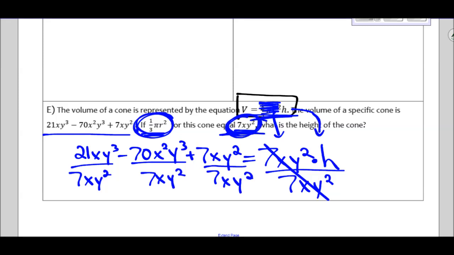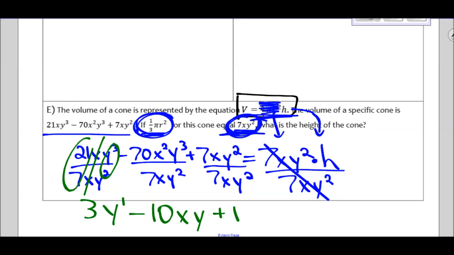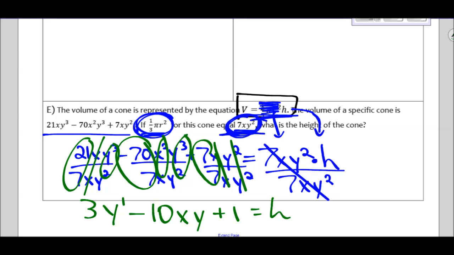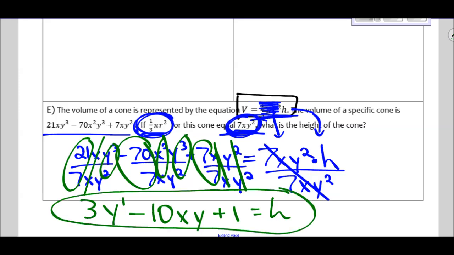Now I can use my division steps. I'm going to simplify each of those fractions separately. That gives me 3y to the first minus 10xy plus 1. I'm subtracting exponents, I'm canceling out those x's, and I'm dividing the coefficients. Subtracting the exponents, dividing coefficients. And these actually all just cancel out. 7 divided by 7 is just 1. Those cancel out, those cancel out. That just leaves me with a coefficient of 1. So my height of the cone is that entire expression.